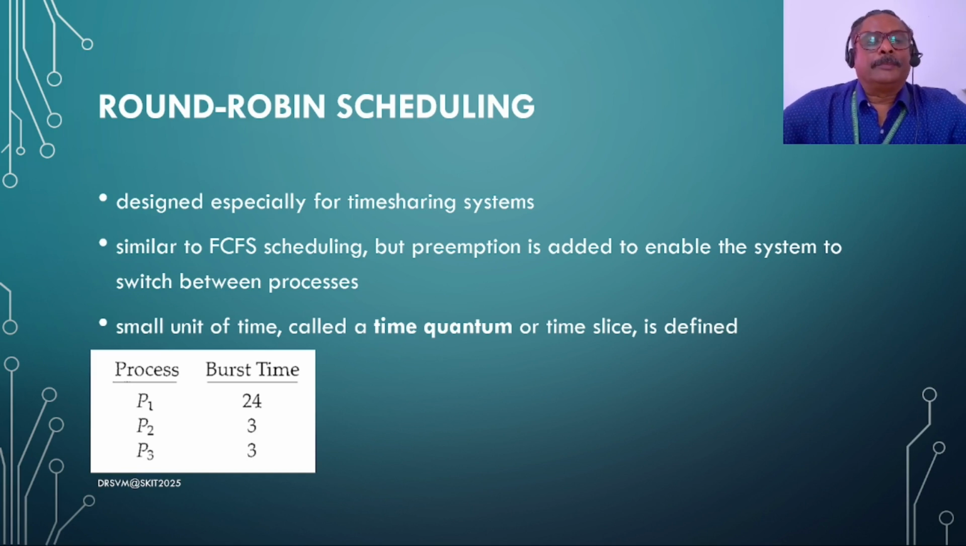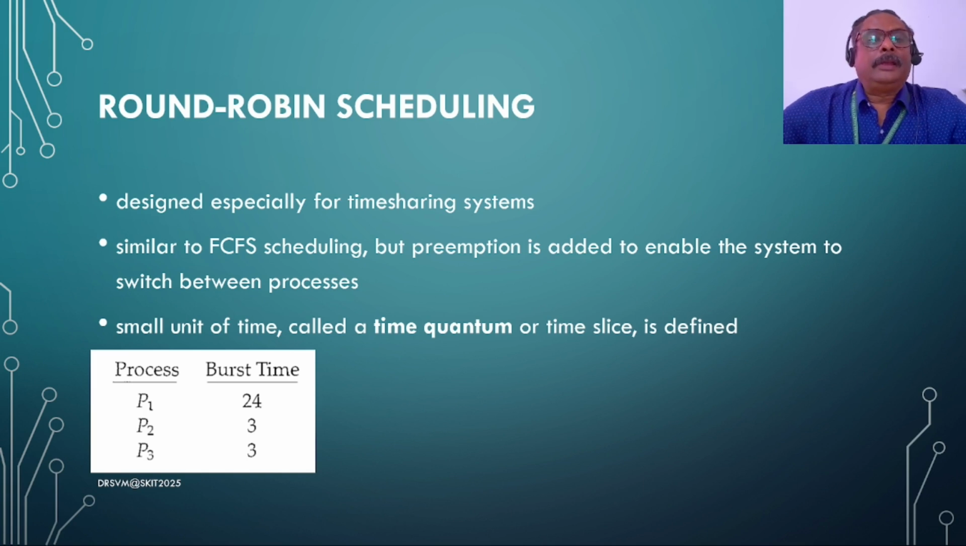Now if it was simple first come first serve, then P1 will be executed, so it takes 24 units of time, then P2 takes 3, then P3 takes 3. So in all, in 30 units of time all three processes complete their job. But looking at the waiting time, P1 has no waiting time, P2 has to wait for 24 units of time till P1 is completed, and P3 has to wait for 27 units of time till P1 and P2 both are completed. So the average waiting time was quite high.